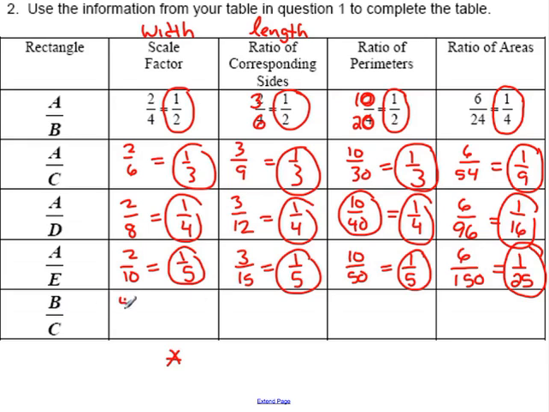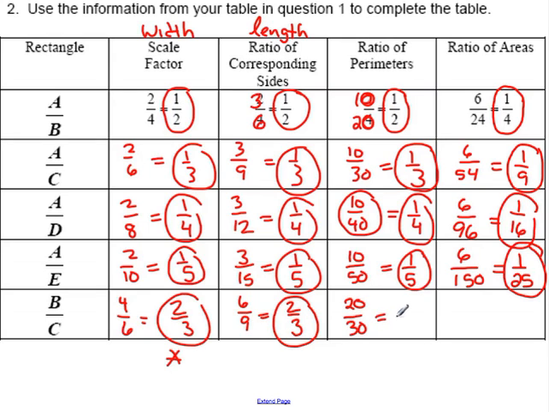Lastly, we have 4 over 6, which would give us 2/3. We have 6 over 9, which is, again, 2/3. Can you believe it? We have 20 over 30. These are our perimeters, which gives us 2/3. And then we have 24 over 54. Both of these are divisible by, how about 6? That would give us 4 over 9. Whoa. All right, how are these three columns related to our scale factor?